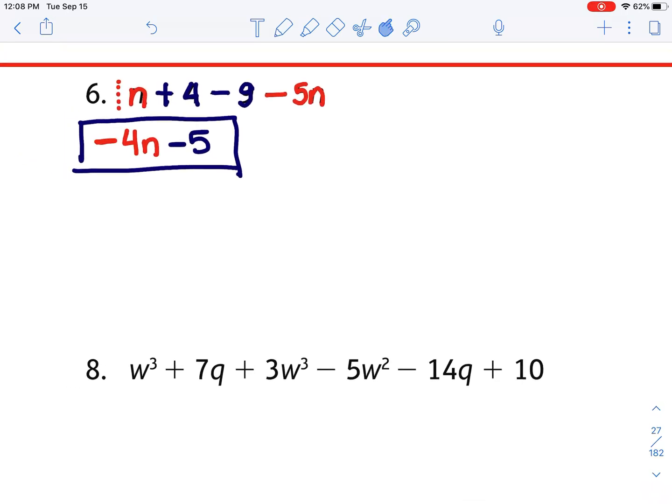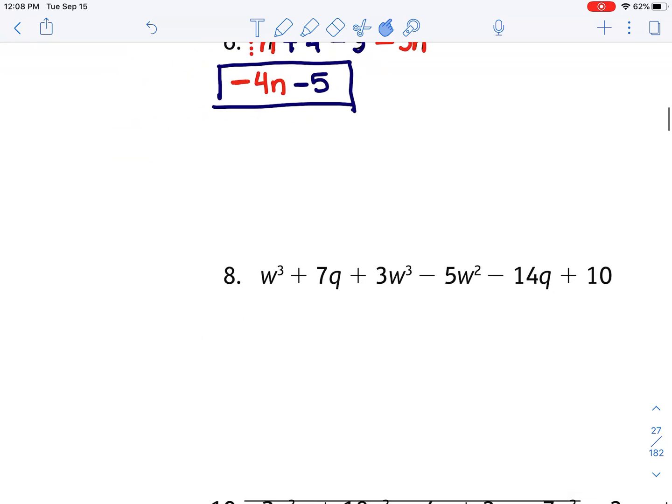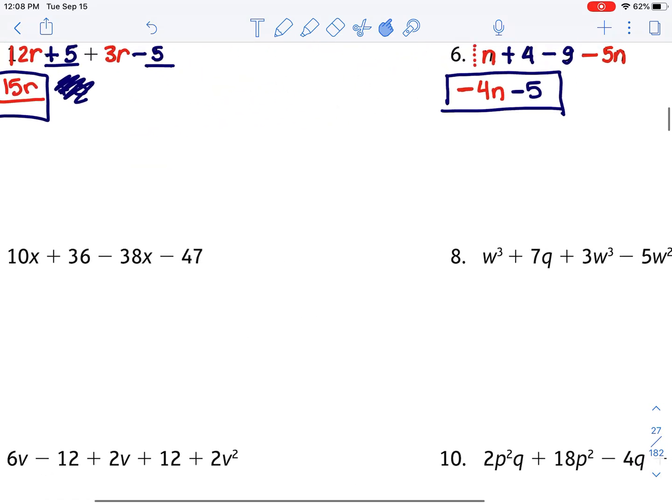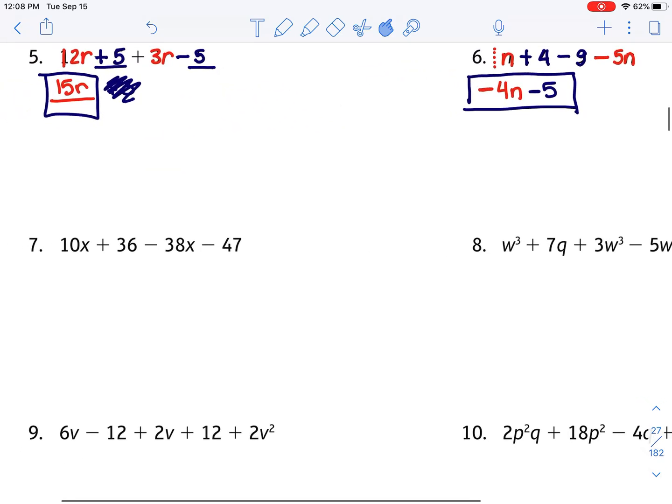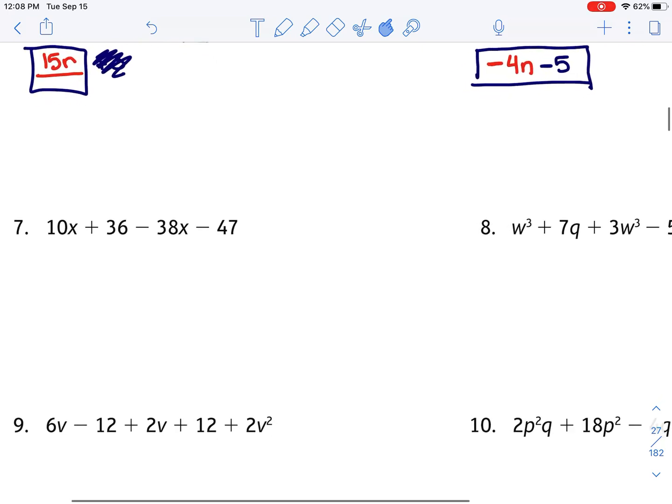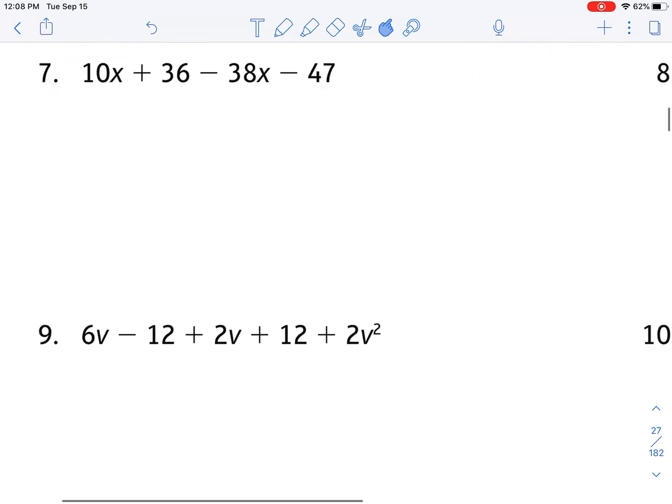If you are using colors, you are earning extra credit. If you do not have colors at home and need colors, all you have to do is email me and I will make sure that you get colors at home.